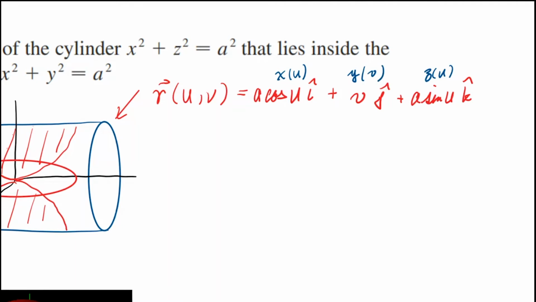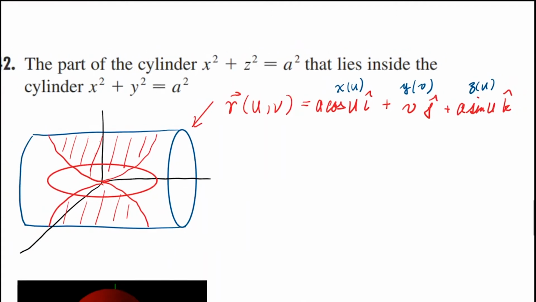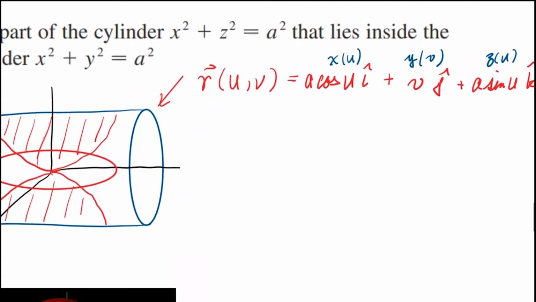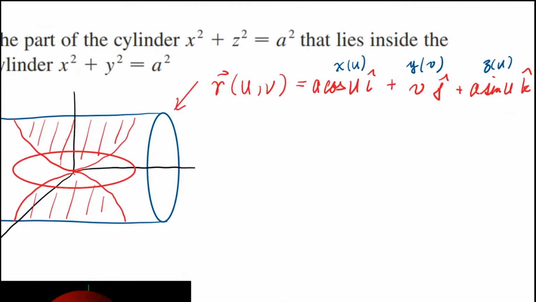Do you feel it? Okay, once you have that, then all we need is just take a derivative with respect to u and with respect to b and cross them. So it takes the thinking out of our process. Okay, so let's just take a partial derivative with respect to u, which will be negative a sine u i vector plus 0 j vector plus a cosine u k vector.